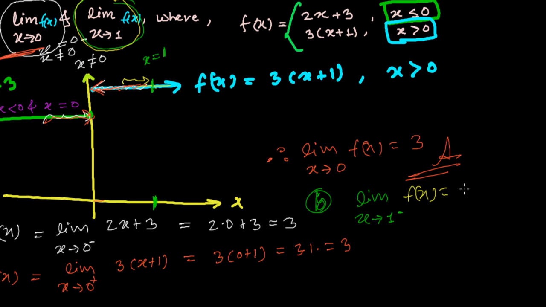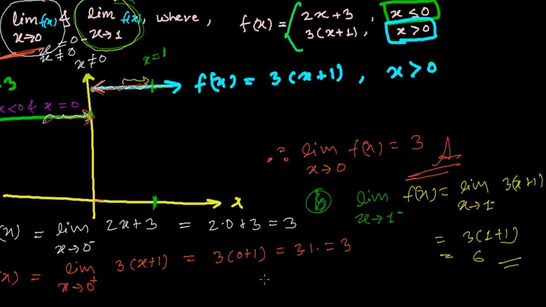So it's going to be limit x tends to 1 of 3x plus 1. Then let's plug the value. So it will be 3 times 1 plus 1, and it will be 3 times 2, that is 6. Now this is not the answer. This is our left hand limit.